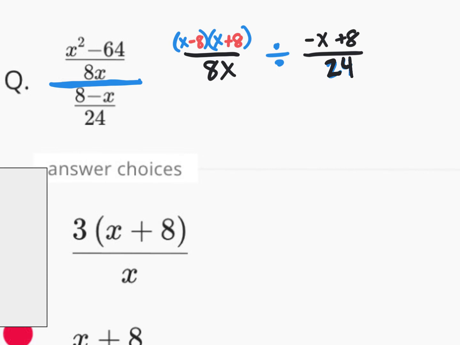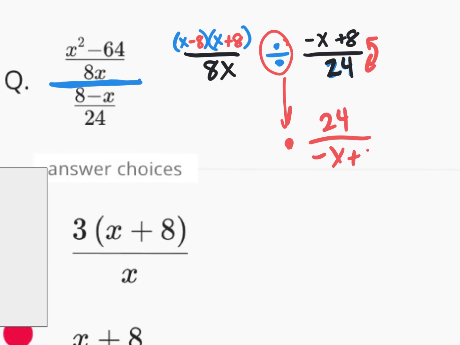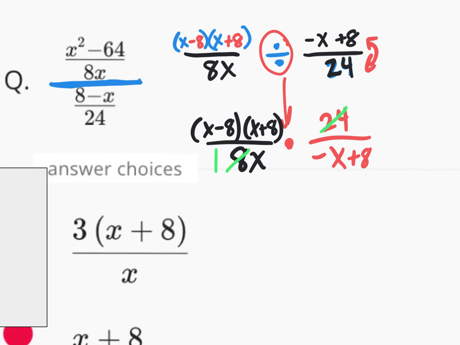Okay, so now we need to change the division to multiplication. This division is going to become a multiplication by flipping the second fraction. So that second fraction, I'll have a 24 up on top, and I'll have a negative x plus 8 on the bottom. The first fraction is going to stay the same. We have the x minus 8 and the x plus 8 over 8x. So now that I have multiplication, is there anything that I could cancel out? 8 and 24, right? That'll become a 1. This will become a 3 because 8 times 3 is 24.